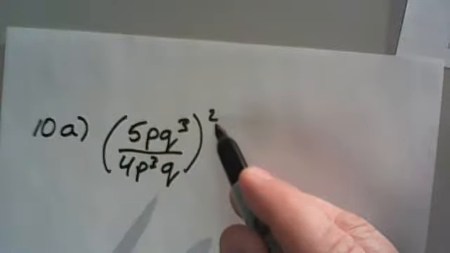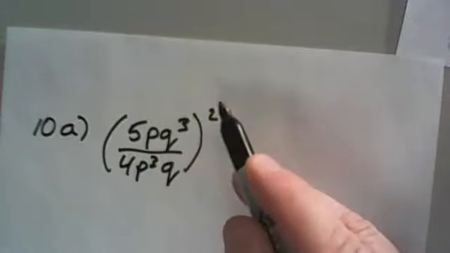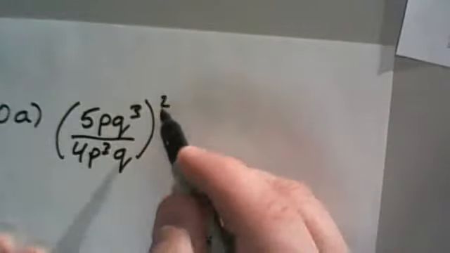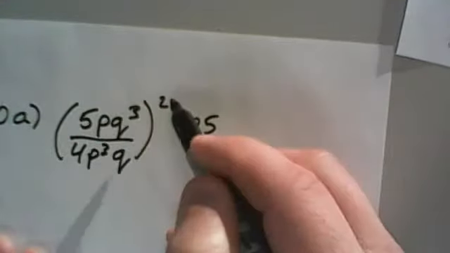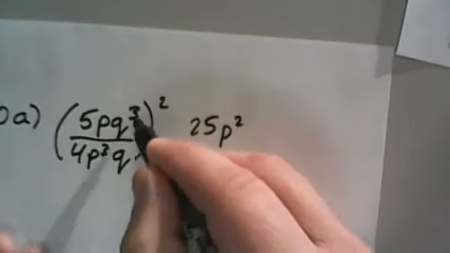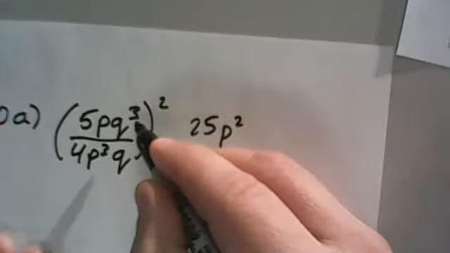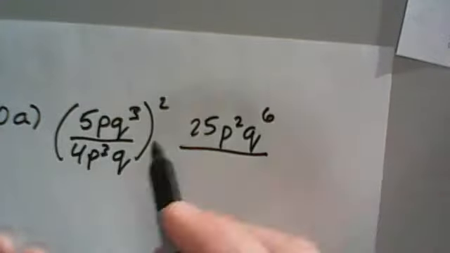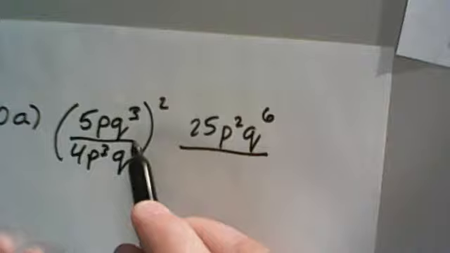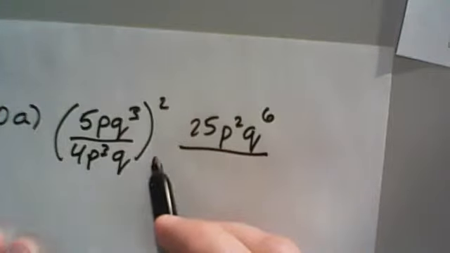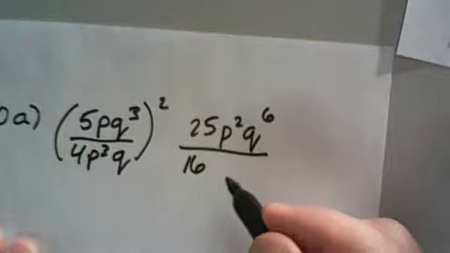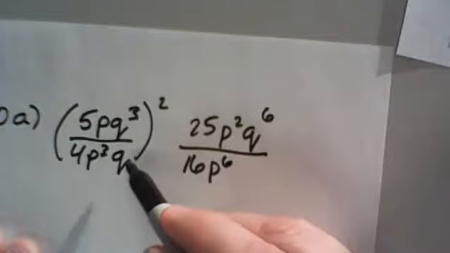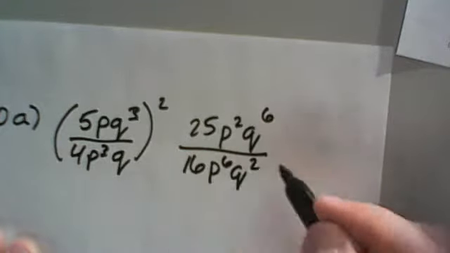So what I'm going to do is get rid of this parentheses first by squaring everything. And that means I have to square everything, including the 5. 5 squared is 25. P squared is p squared. And then q to the third squared, I'm multiplying. When I take a power to a power, I multiply, that's q to the 6th. And then I have to take everything in the denominator to the second power as well. So for example, I'm going to take 4 to the second power, which is 16. P to the third to the second is p to the 6th. And q to the second is just q to the second power.